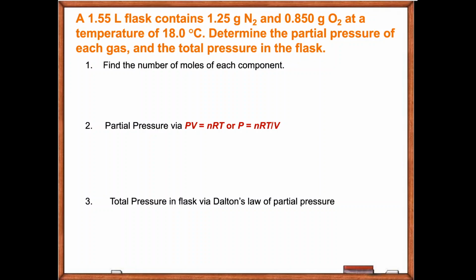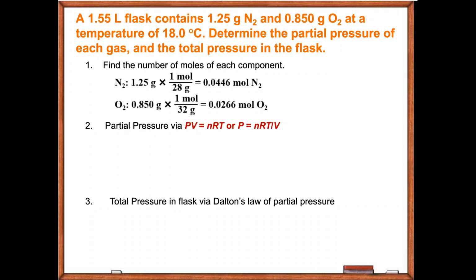Okay, so here we have a 1.55 liter flask that contains 1.25 grams of nitrogen and 0.850 grams of oxygen at a temperature of 18 degrees C, and it wants us to determine the partial pressure of each gas and the total pressure in the flask. This one's a little more complicated, but give it a try and see what you come up with. One small hint is that you'll need to use the ideal gas law twice to find the pressures, and then from there you can find the total pressure.